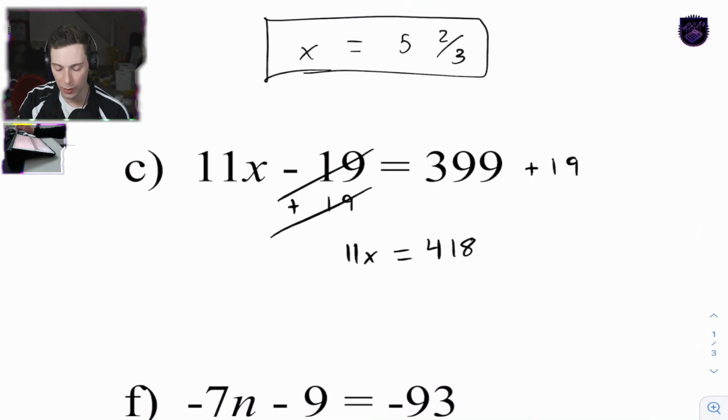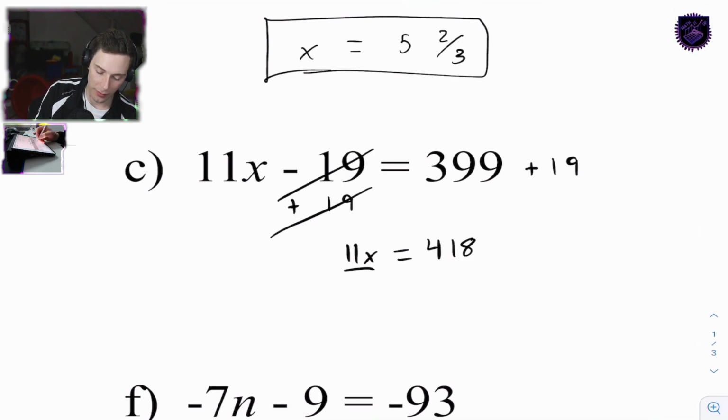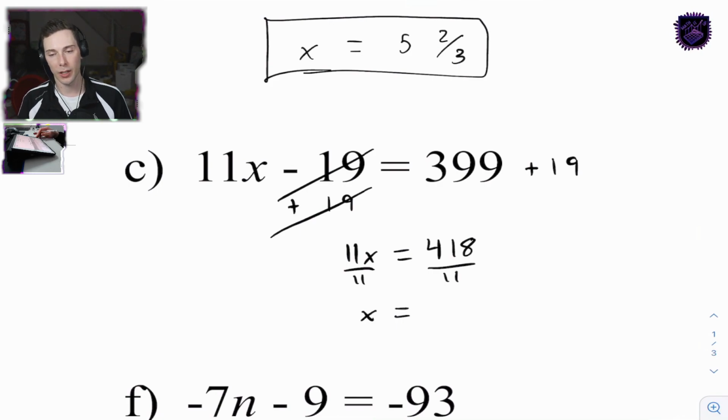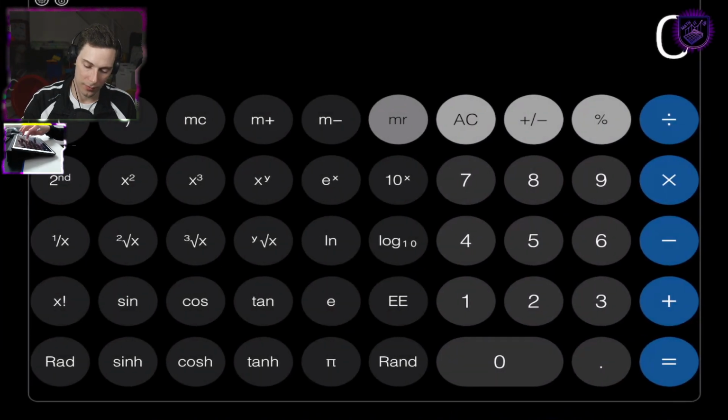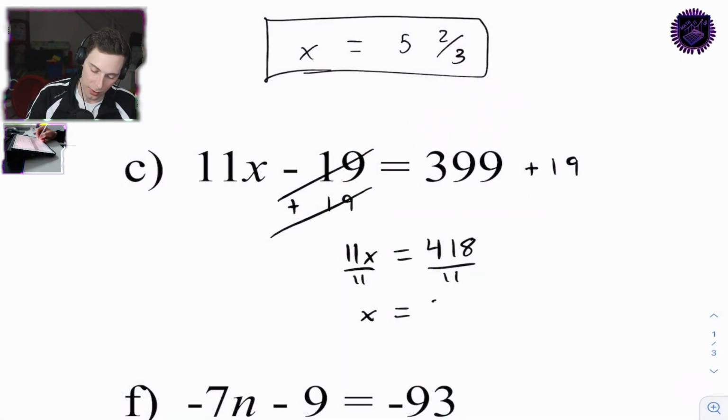Now I'm guessing I have to divide each side by 11. What's 418 divided by 11? So x will be equal to 418 divided by 11, which has got to be like 39 or something. Well, 418 divided by 11, 38, close, is equal to 38.